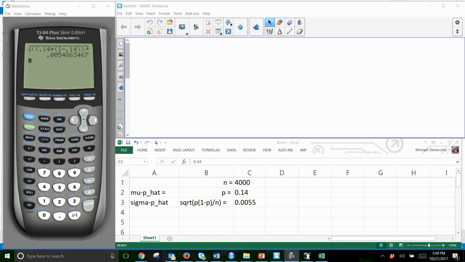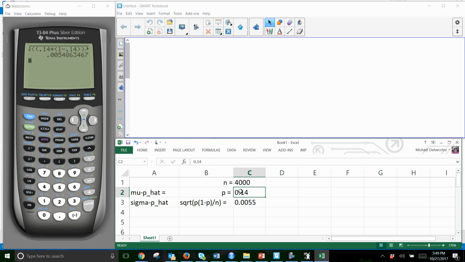It says, consider a sampling distribution with p equal to 0.14 and sample size of n each. Using the appropriate formulas, find the mean and standard deviation of the sampling distribution of the sample proportion. Okay, so part A wants to know the mean. Well, the mean, as we can see down here, is just simply p, which is 0.14.